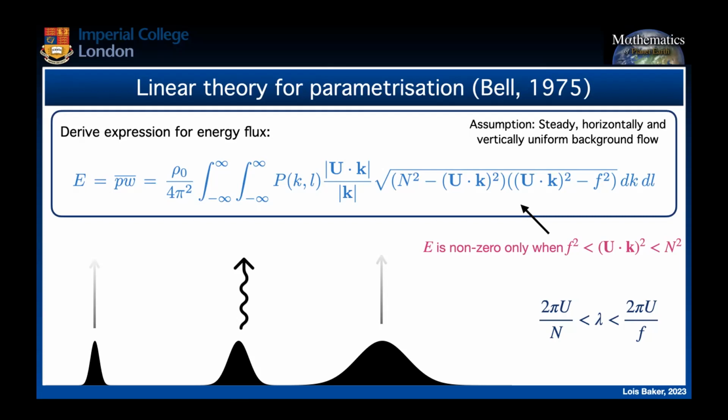So what it means is that if you have very narrow topography, then you don't generate propagating waves. If you have very wide topography, again, your waves are evanescent. So it's just this intermediate range of scales at which your waves are generated. And it's the scales of the topography that sets the horizontal wavelength of the waves.